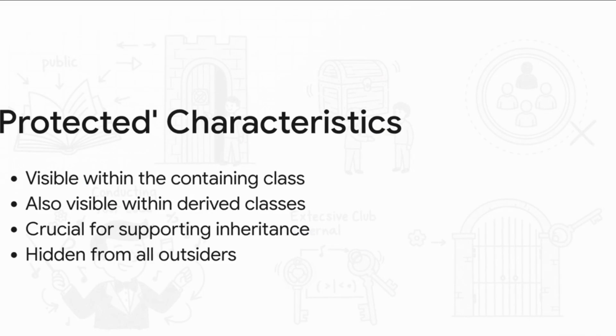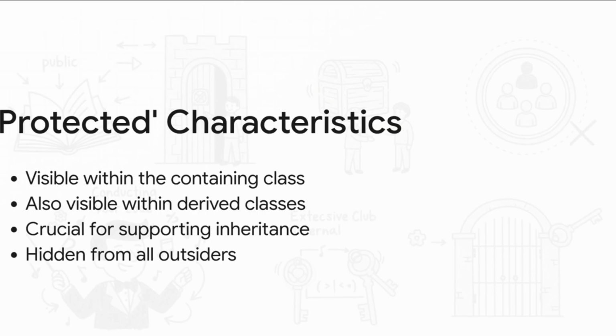So here's how it works. A protected member is, of course, visible to the class it's in. But, and this is the key part, it's also visible to any class that inherits from it, what we call derived classes.